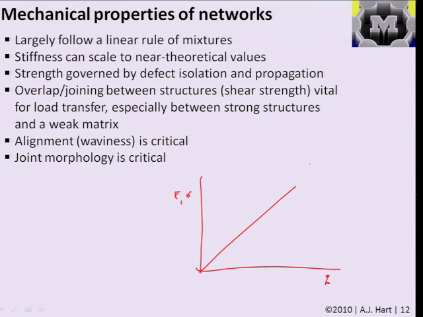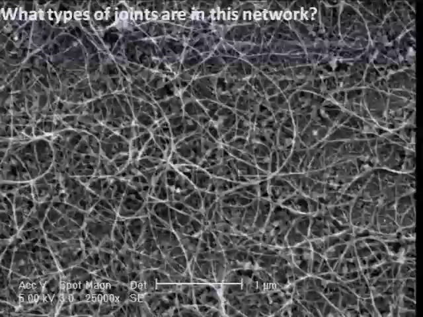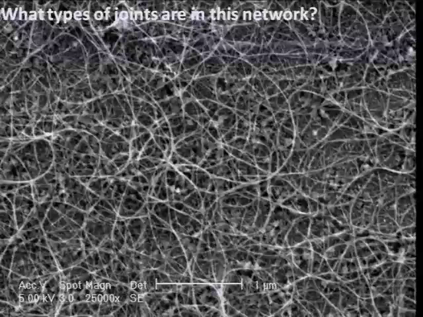You could also imagine that materials may be very different in tension versus in compression because of the way the load is handled and whether the structures extend or buckle. So in the case of thermal and mechanical properties, we'll get to more detailed aspects of these points later on in the lecture. And in all these cases, we also want to think about what types of joints we have in a network like this.